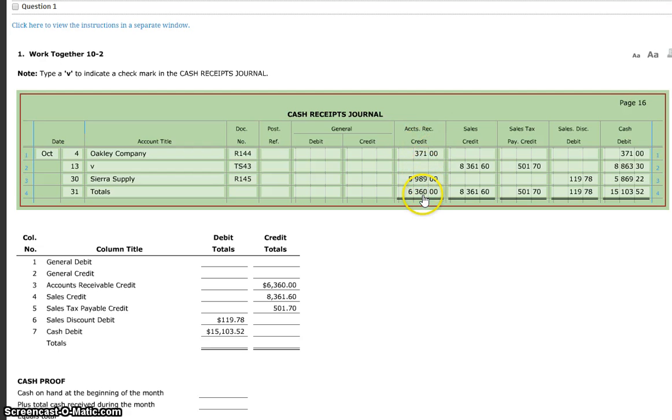And again, just make sure they're in the right columns, debit or credit, and it tells you right here, credit, so make sure it's in the credit column. So the 6360 goes here and so forth. Now we just add up the columns to make sure our debits equal our credits. Our grand total should be $15,223.30 for each of the columns. And once that is correct, we know we can move on to the next step.